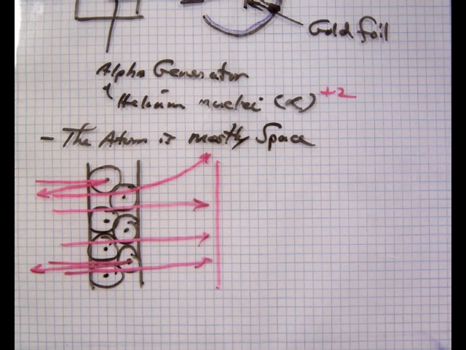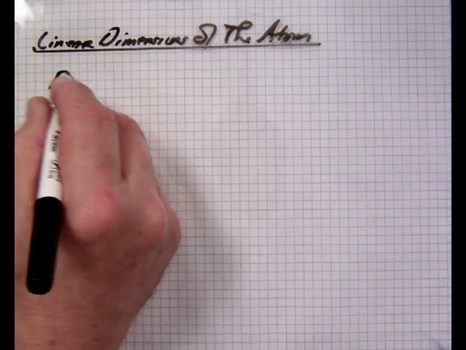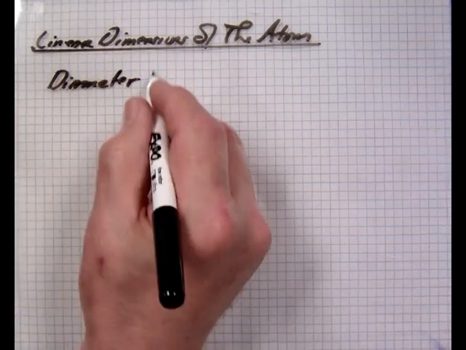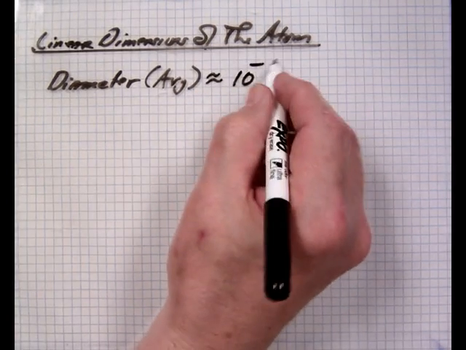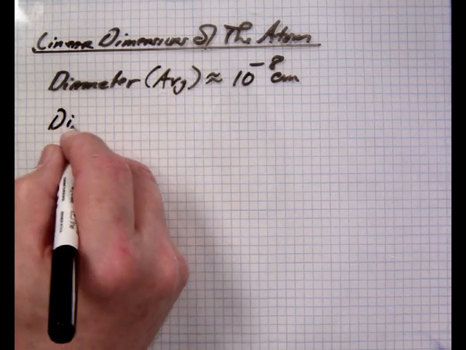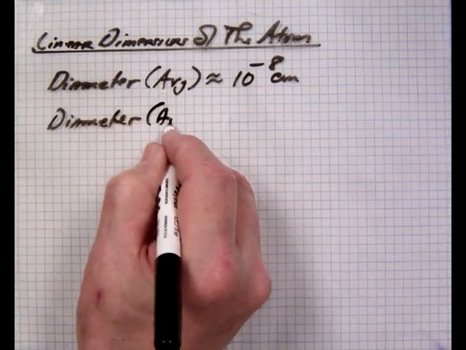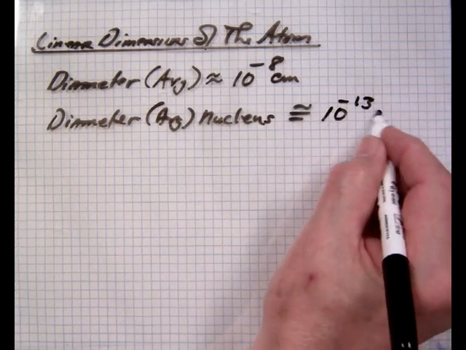Now, from this work, he was able to construct a model of the atom in terms of linear dimensions, mass relationships, and volume relationships, which is the topic of the problems that I want you to see. It was calculated by Rutherford that the average diameter of an average atom was approximately 10 to the minus 8 of a centimeter, okay, based on his gold foil data. The average diameter of the nucleus was approximately 10 to the minus 13th of a centimeter.